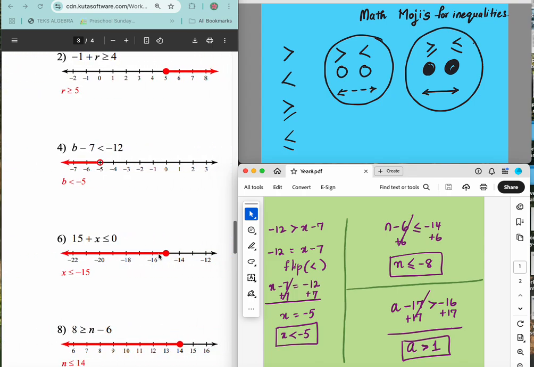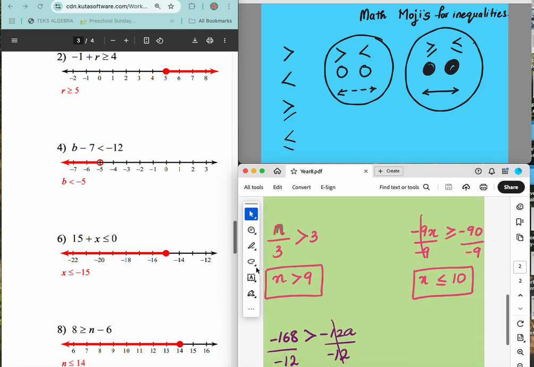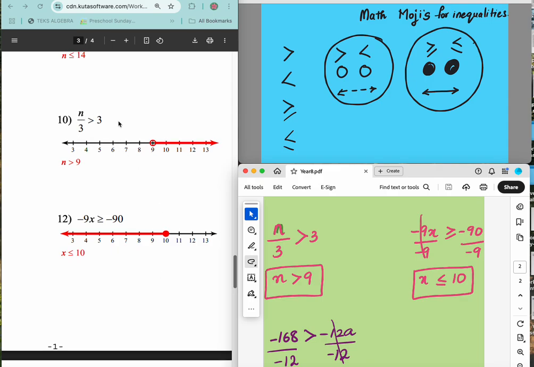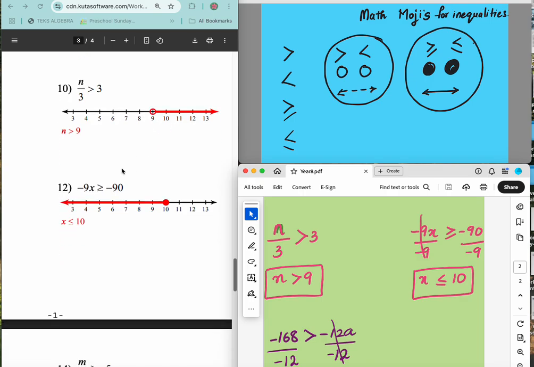Now pay attention to the next slide. These, as you know, have some fractions. So n over 3 is greater than 3. Whenever you have a fraction, what do you do to get rid of something? You do the opposite. So the opposite of divide is multiply. You multiply both sides by 3, canceling off the 3. So this becomes 9. So n is greater than 9. Refer to your math emoji for your clues, and then you just simply graph it. All good so far.